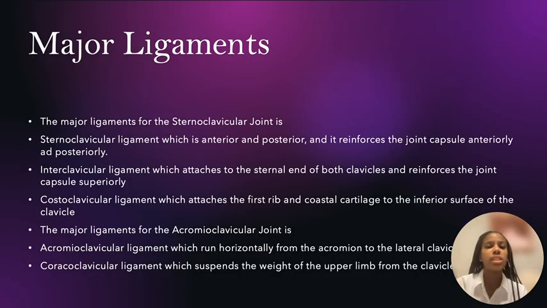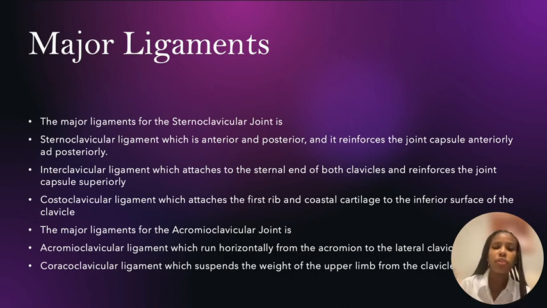So the major ligaments for the sternoclavicular joint are the sternoclavicular ligaments, which are anterior and posterior, and reinforce the joint capsule anteriorly and posteriorly. The interclavicular ligament, which attaches to the sternal end of both clavicles and reinforces the joint capsule superiorly. The costoclavicular ligament, which attaches the first rib and costal cartilage to the inferior surface of the clavicle.